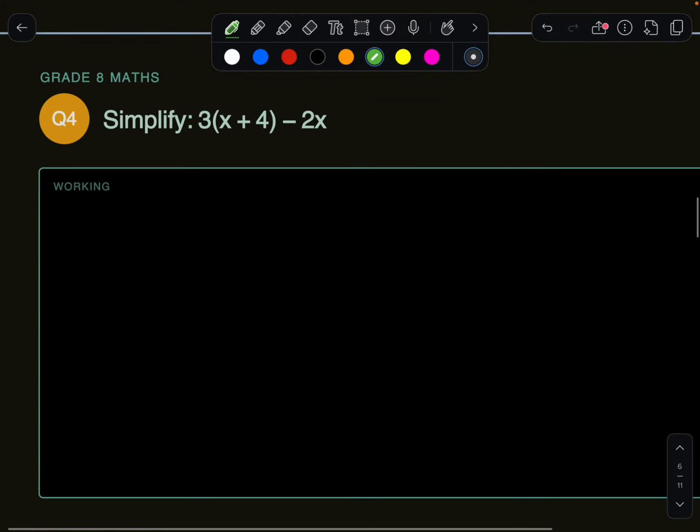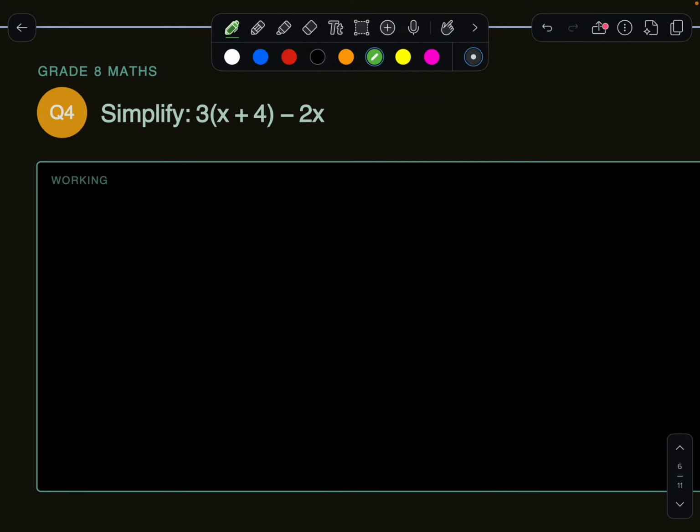Question 4, another simplifying question. They want us to simplify as far as we can. If you're struggling with this kind of question, you need to look at the topic in your books where it is expanding with single brackets.